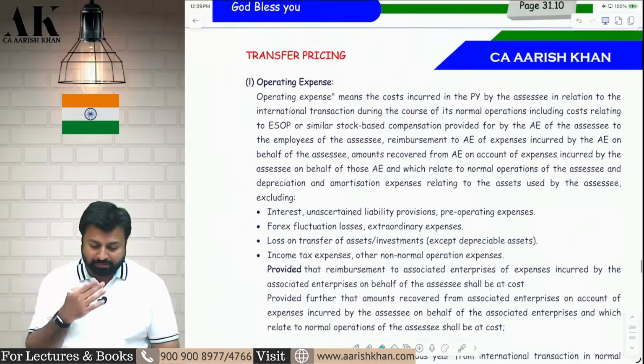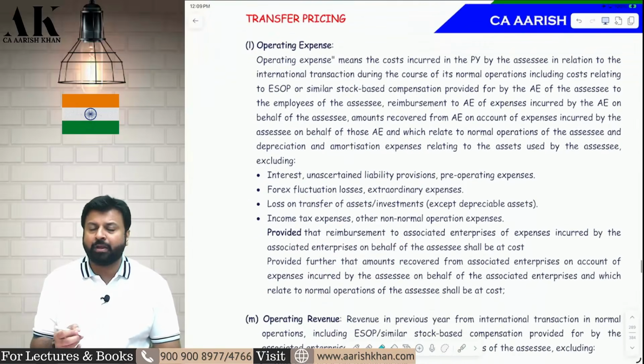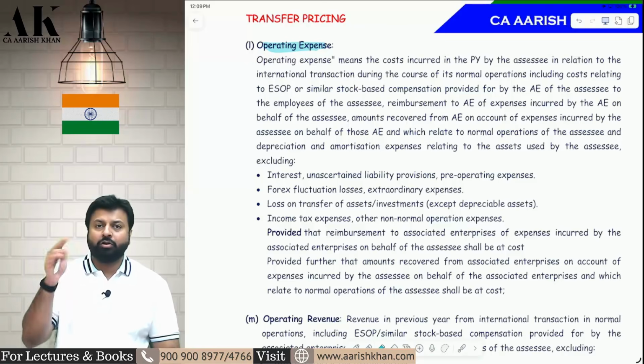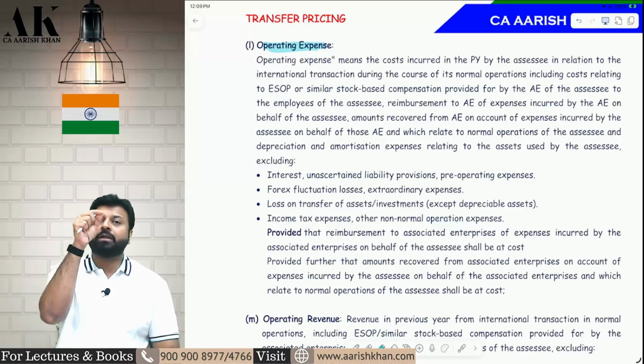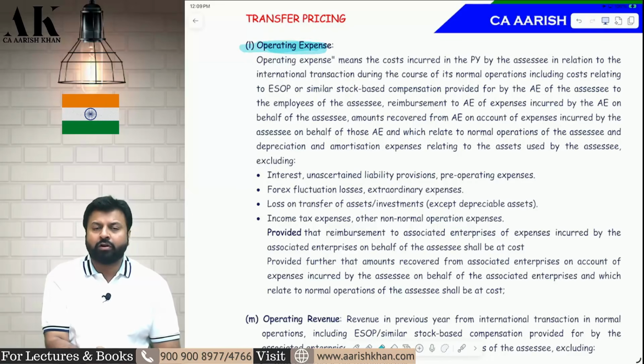Sir, what is OP upon OC, sir? For that, you need to find out what OP upon OC is. Operating expense is your denominator, and your numerator is operating profit. From the revenue, you have to reduce the expense, and you will get your profit.